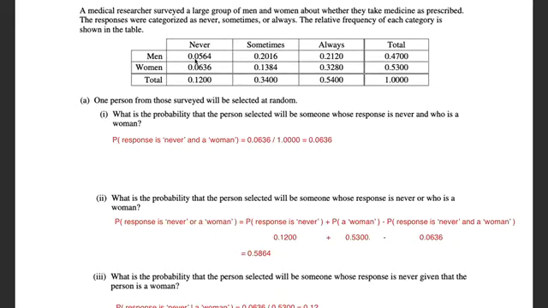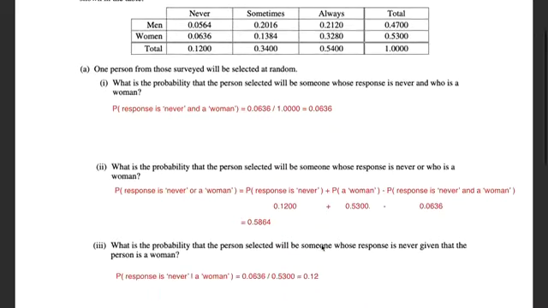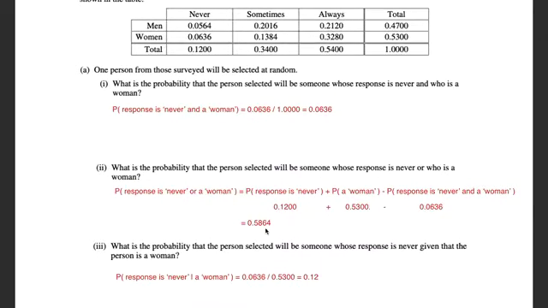So if you added the 0.0564 to the 0.0636 and the 0.1384 and the 0.3280, you could show those four probabilities added together. It will give you the same answer. That's an alternative way to show your answer there. But I wanted to use the formula as an excuse to remind you that formula is on the formula sheet.